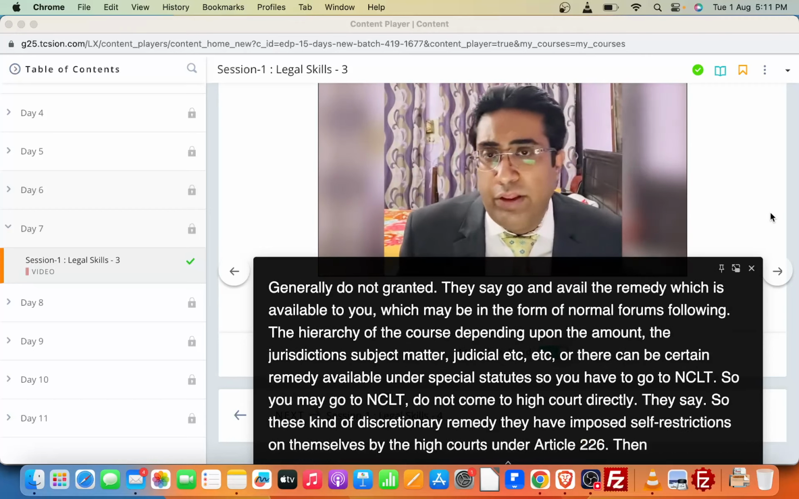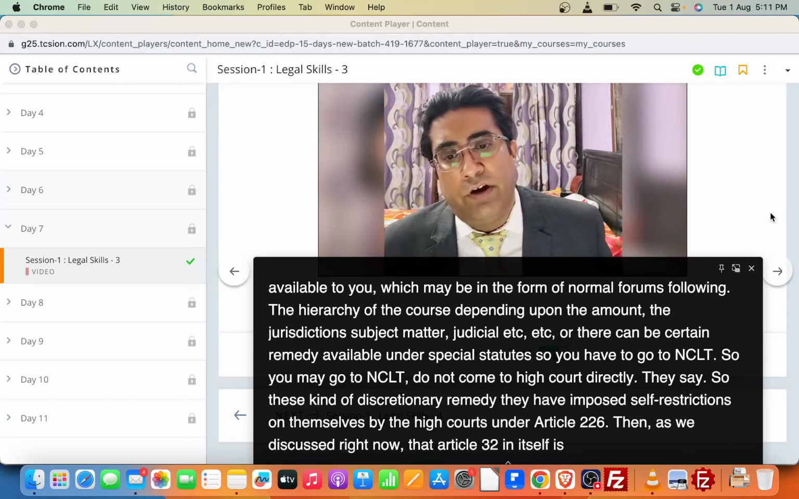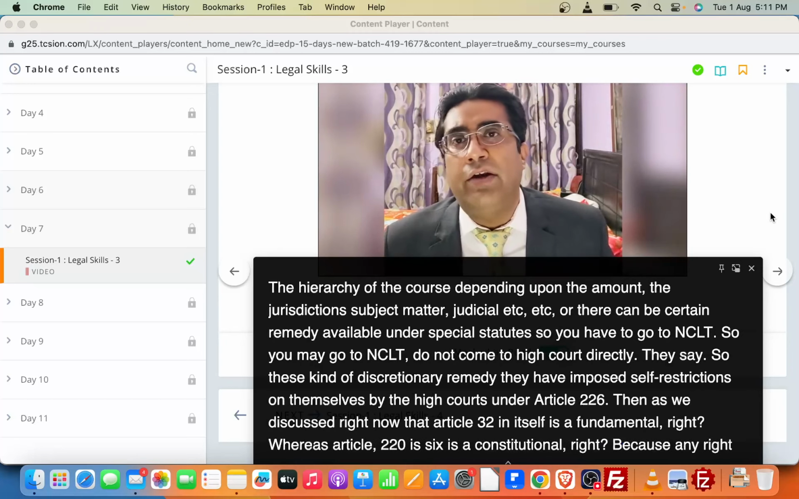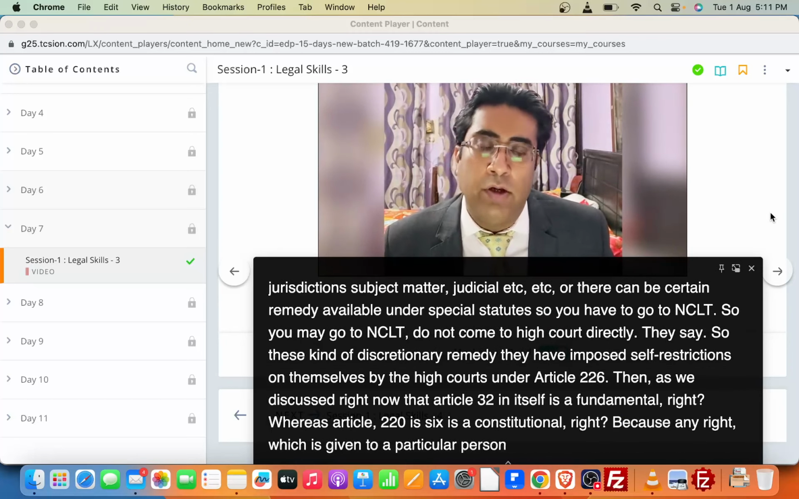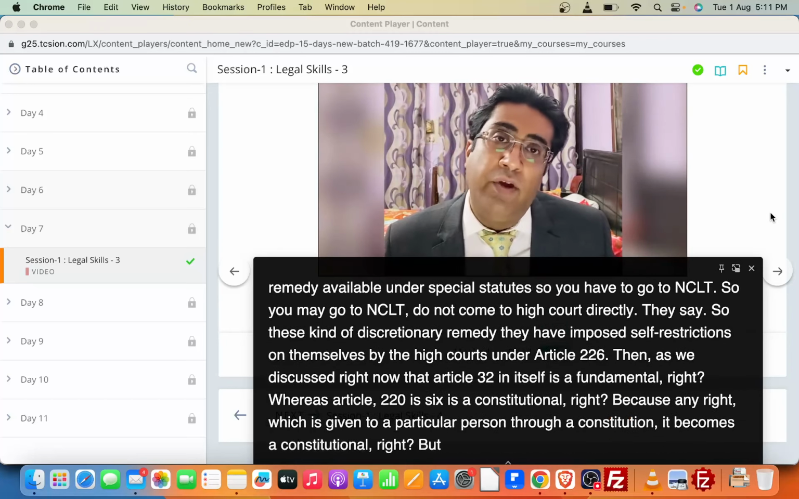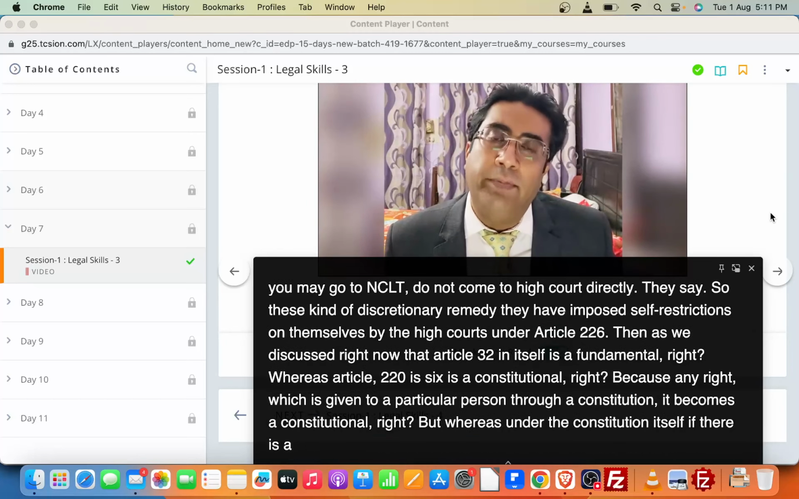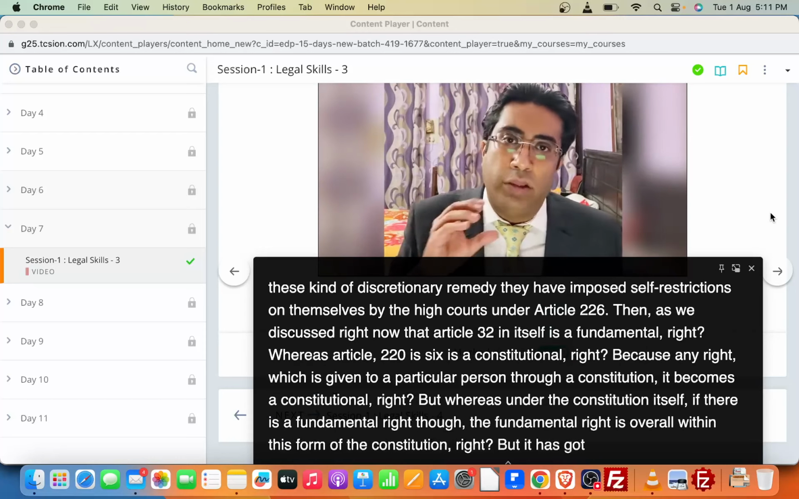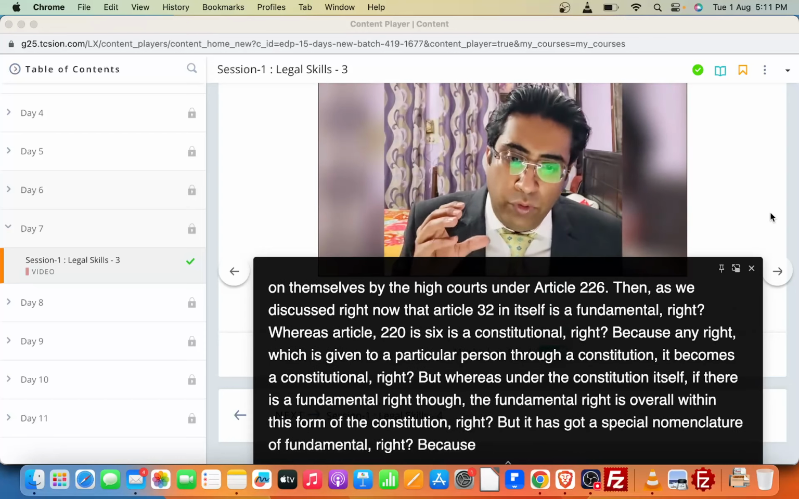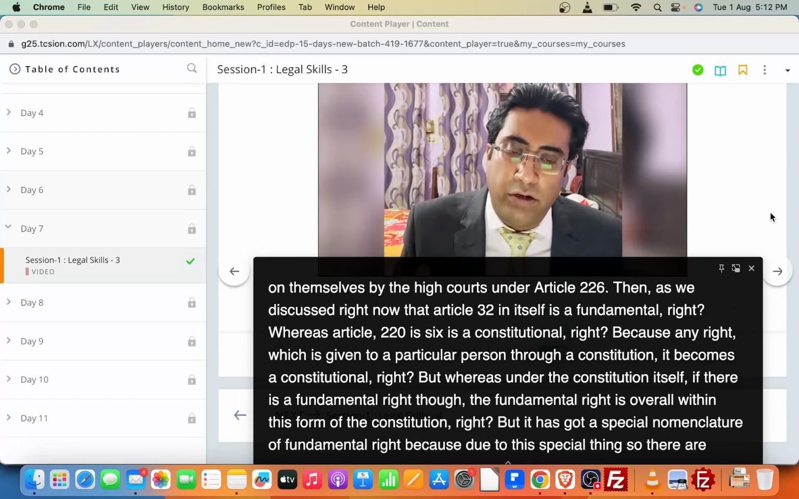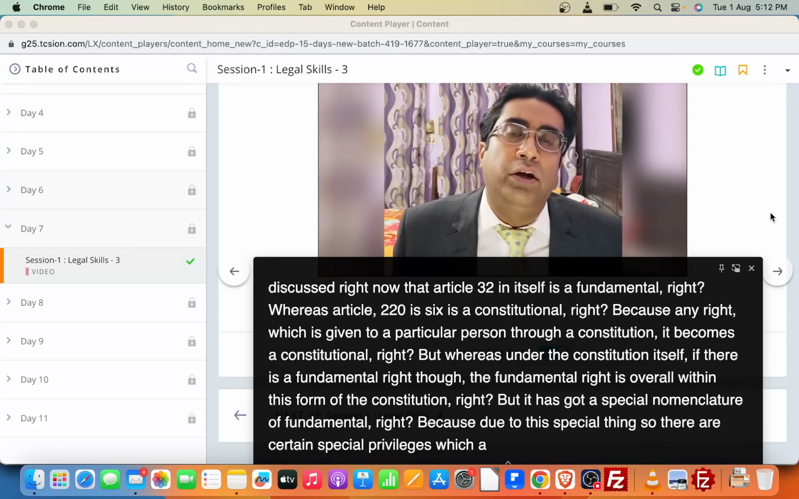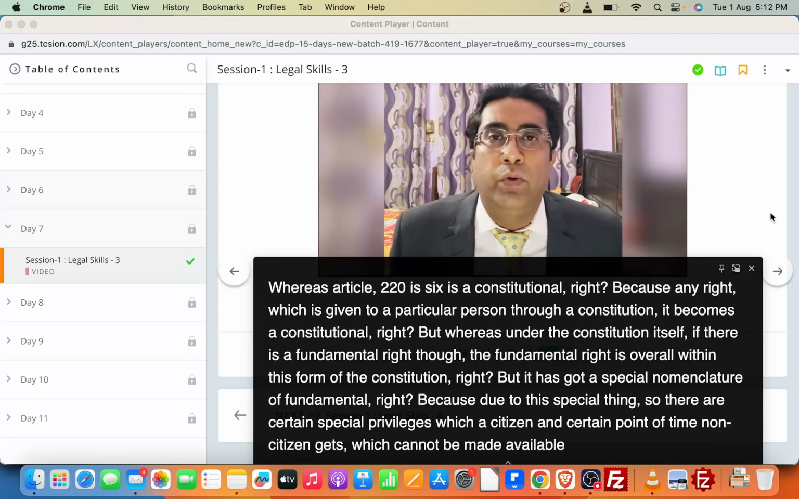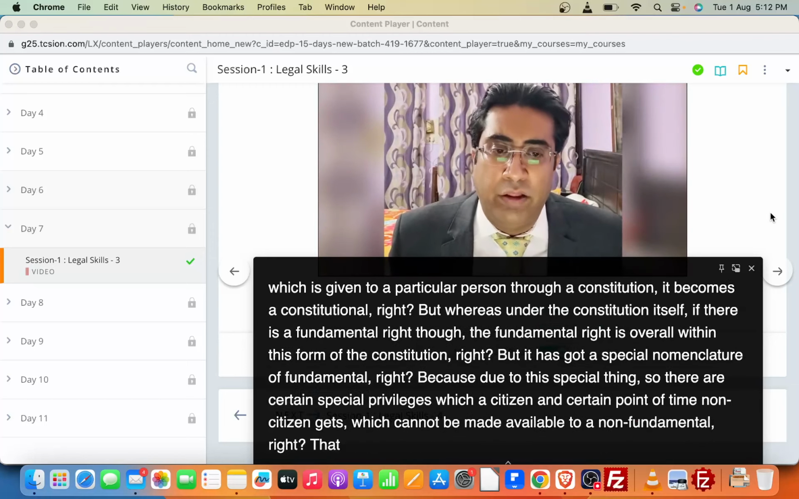Then, as we discussed right now, Article 32 in itself is a fundamental right, whereas Article 226 is a constitutional right, because any right which is given to a particular person through a constitution becomes a constitutional right. But if under the constitution itself there is a fundamental right, though the fundamental right is overall within the scope of the constitutional right, it has got a special nomenclature of fundamental right. Due to this, there are certain special privileges which a citizen, and at certain points of time a non-citizen, gets, which cannot be made available to a non-fundamental right, that is, a constitutional right.